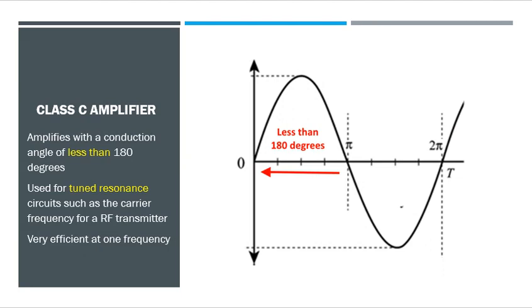A Class C amplifier amplifies with a conduction angle of less than 180 degrees. It's used for tuned resonance circuits such as the carrier frequency for an RF transmitter. It's very efficient at one frequency. So what we'll find is that it's only going to conduct for a very short time, less than 180 degrees.